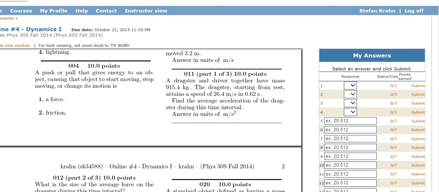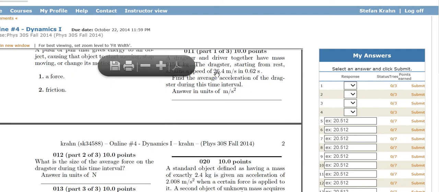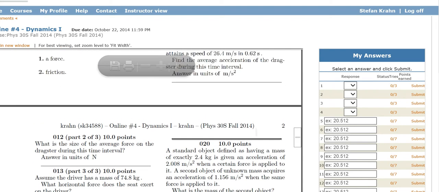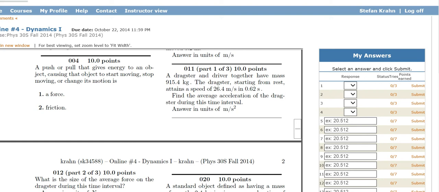For this question, the one I'm talking about here is number 11. The dragster and driver together have a mass of 915 kilograms. We're going to read it over and then I'll show you how this one plays out. It's a three-part question. So part one here, and then the next part is on this page here. So let's just look it over together.